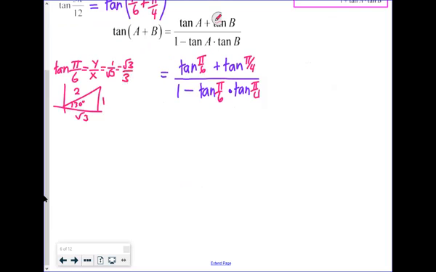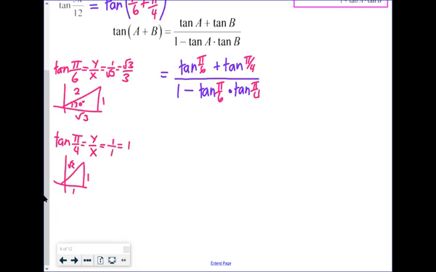If you know these, you can just write them straight down. If you've memorized your unit circle with all these values, you might even know these without having to do any work. Tangent of pi by 4, we draw a 45, 45, 90 triangle. Tangent of pi by 4 is y divided by x. It's 1 divided by 1, so it's 1.